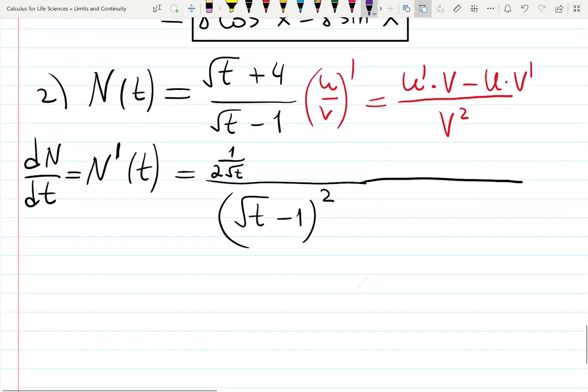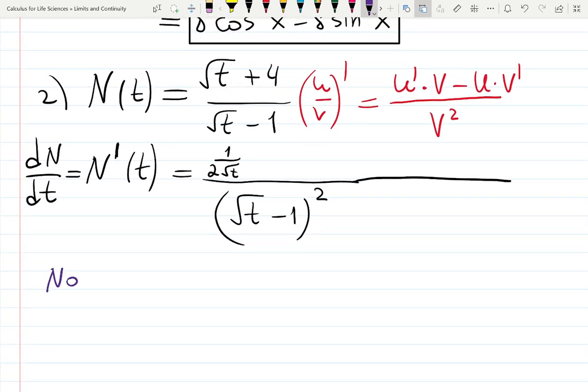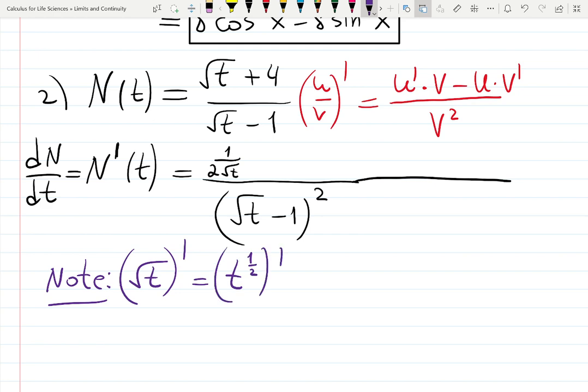So let me make a note. How do we know that? Always take a pencil and work it out to check that you did not make a mistake. Square root of t prime is t to the 1/2 prime. That is called the power rule. 1/2 goes down. T raised to the 1/2 minus 1. That is negative 1/2. You can keep it like this, or you can rewrite it as 1 over.